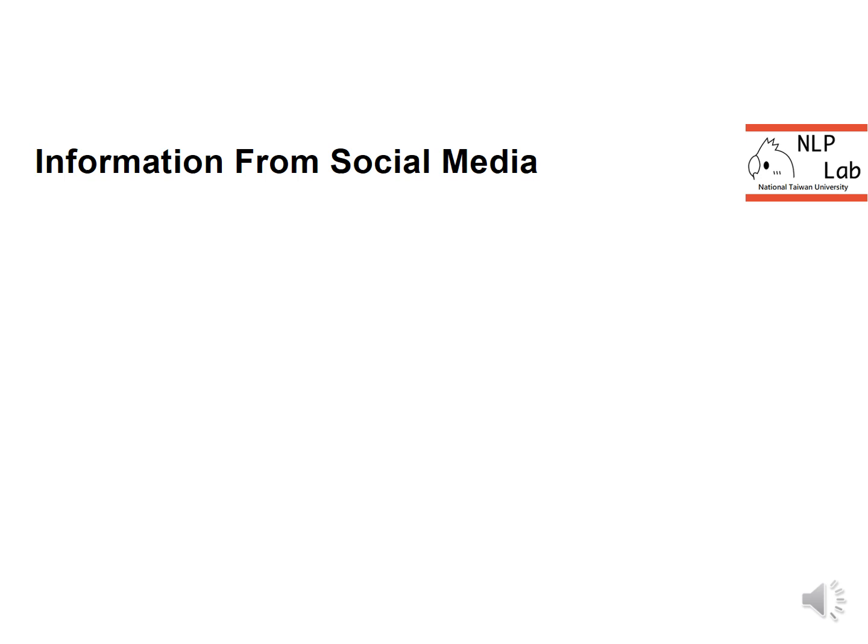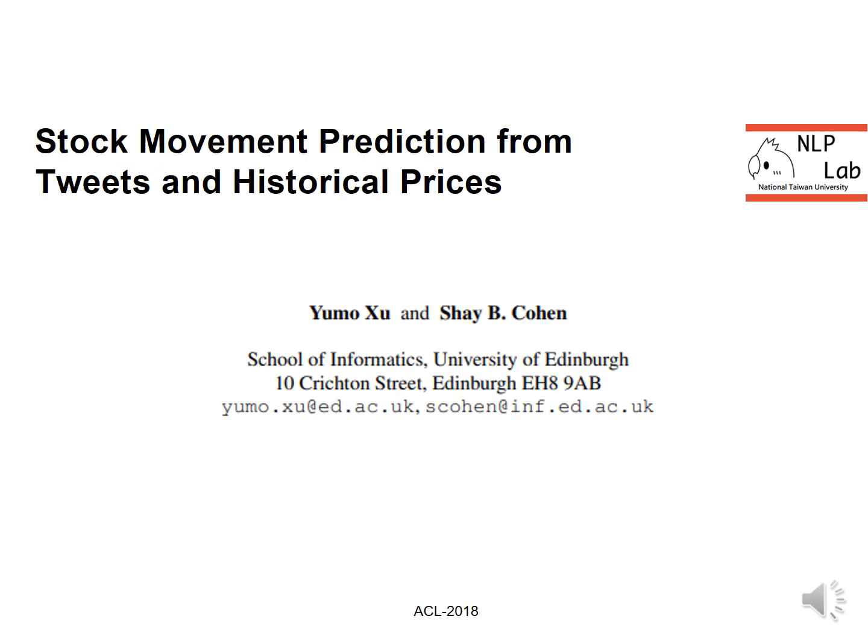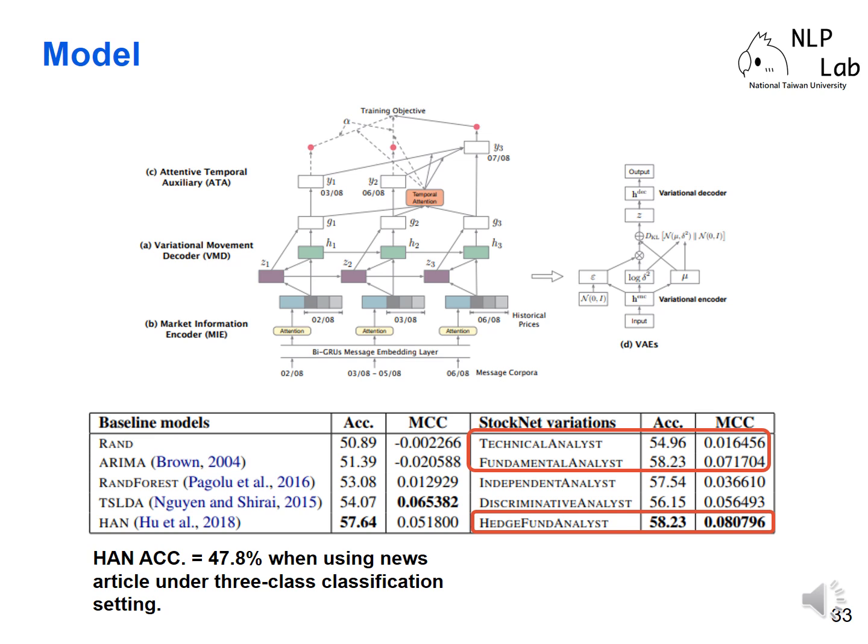Let's see some work that uses social media data. This is one of the works that published their dataset, including both textual data and price data. They propose a model with VAE and consider the historical data and textual data at the same time. Here you can find that the best performance is about 60%. Besides, we can learn that using both market data and social media textual data can slightly improve the performance.